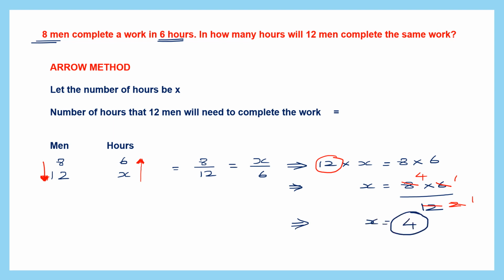So we've got 4. That means what is x? We said in the beginning, let the number of hours be x. That means the number of hours that 12 men will need to complete the work is 4. So we've got our answer 4. And this we have used the arrow method. Here, as you can see, the arrows are in different directions, so this is inverse variation. Here we have the arrowhead downwards because the number of men is increasing. Here we have the arrowhead upwards because the number of hours is decreasing.